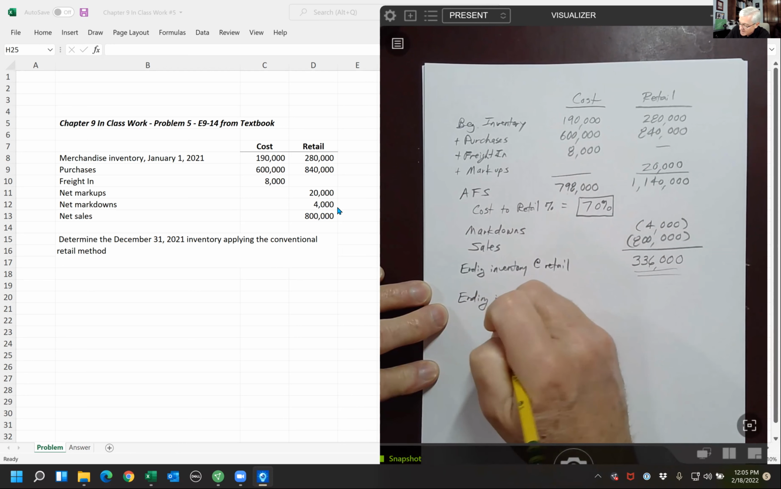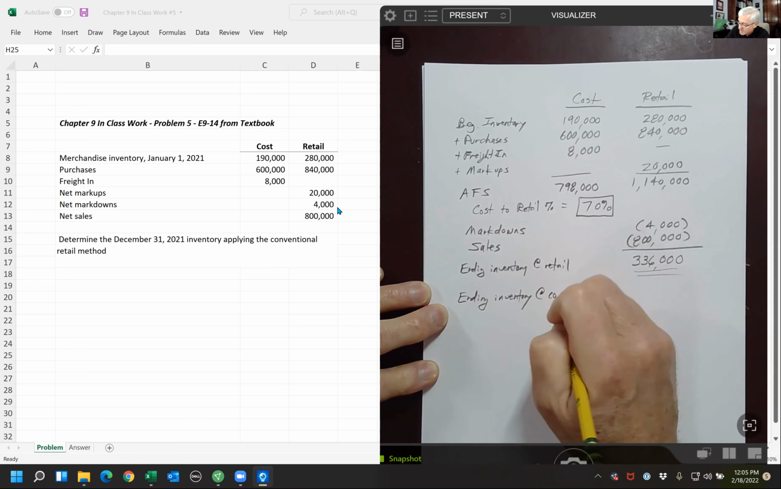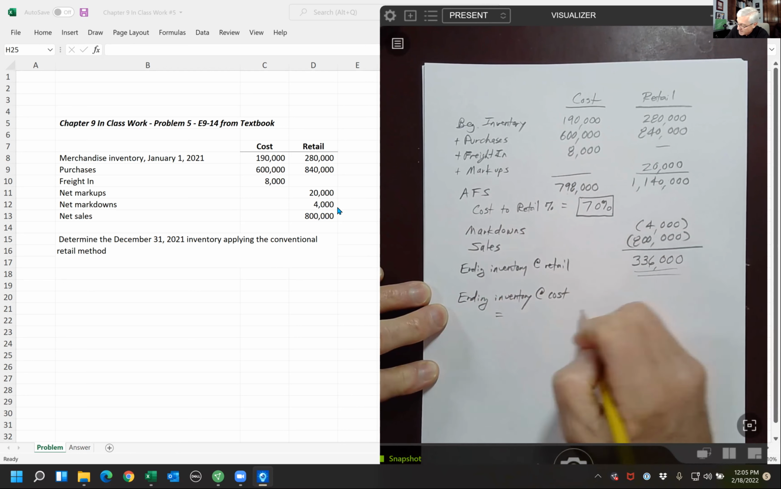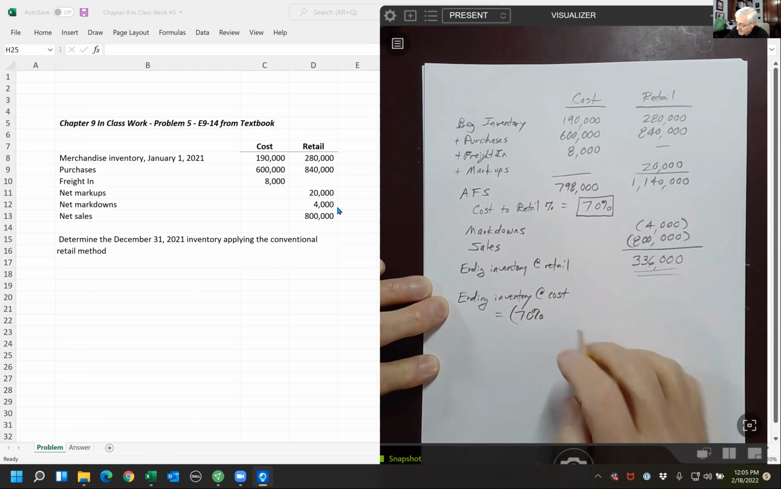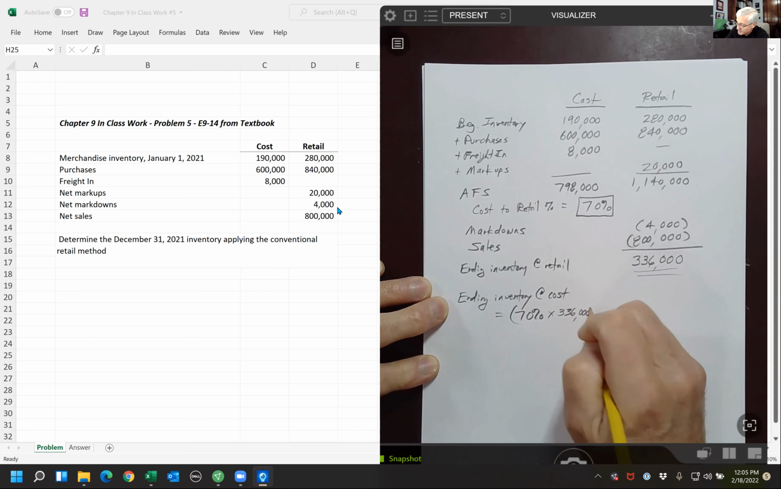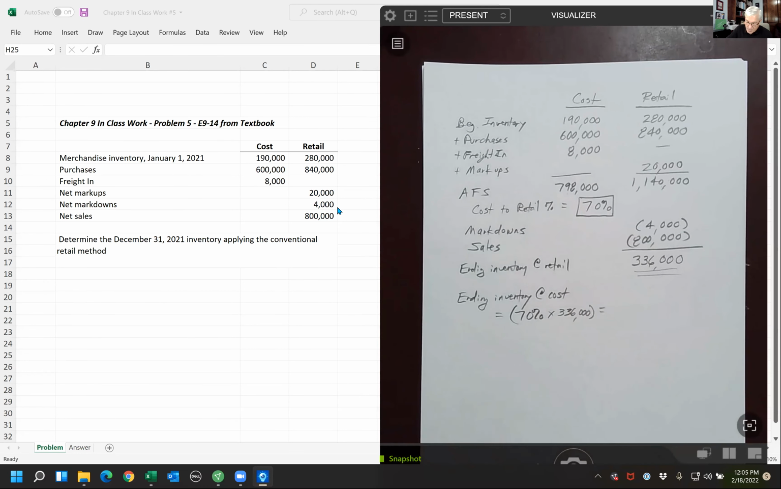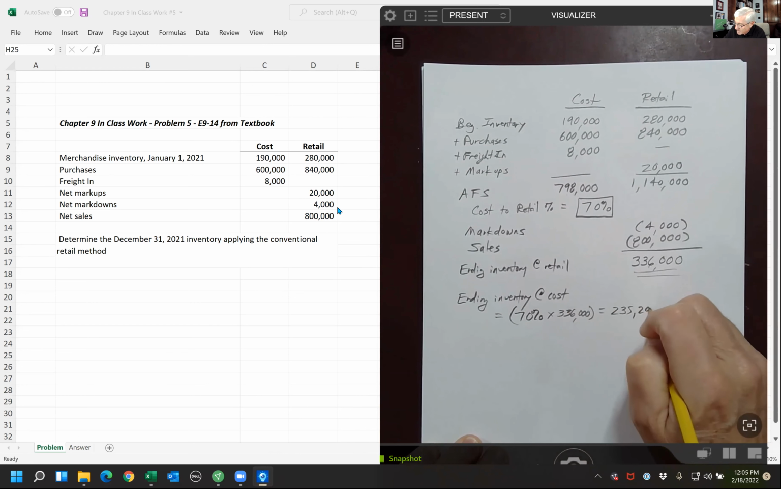at cost is going to equal 70% times 336,000, equals 235,200.